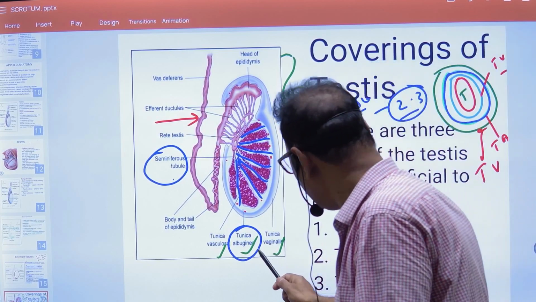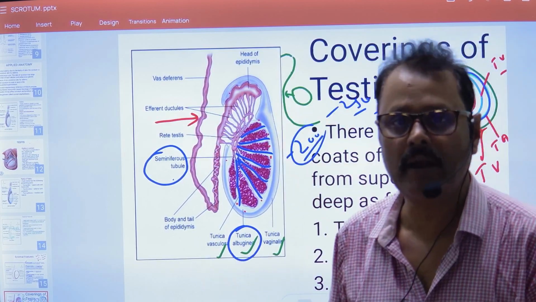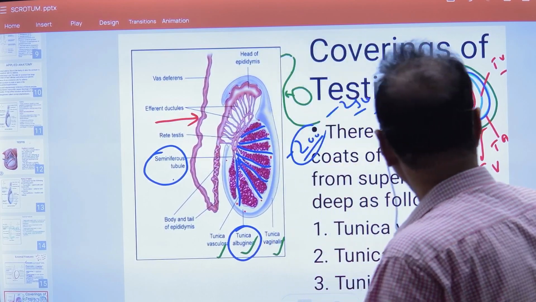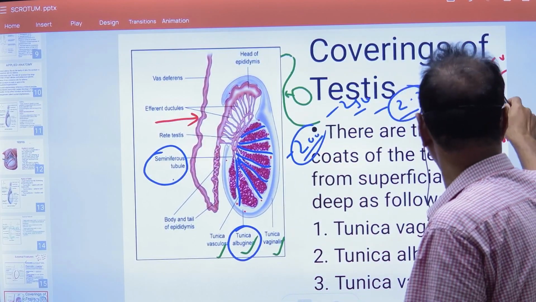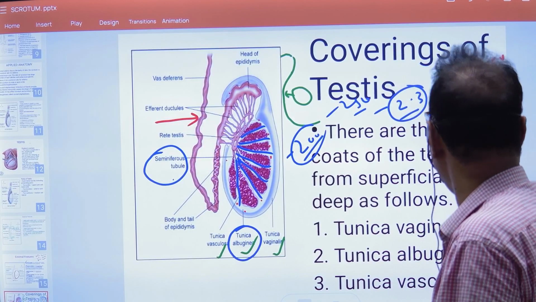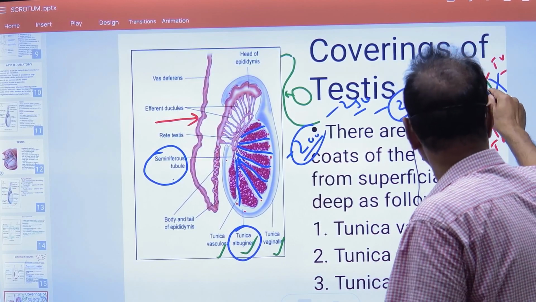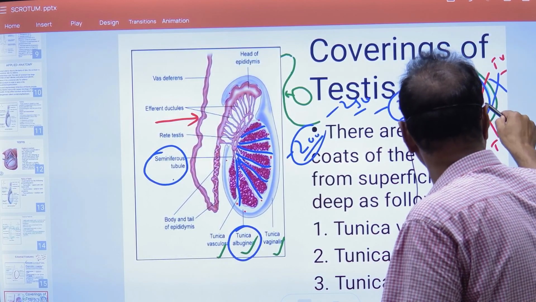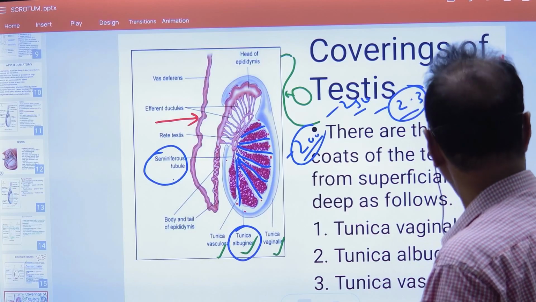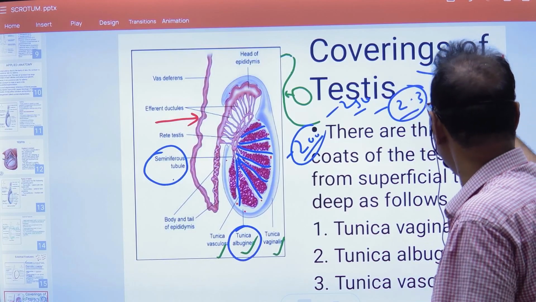Now the third layer is tunica vasculosa. The diagram we are seeing here is absolutely wrong. Tunica vasculosa will not be like this. This is the incorrect one. It will not be like this here. This diagram is the wrong one.